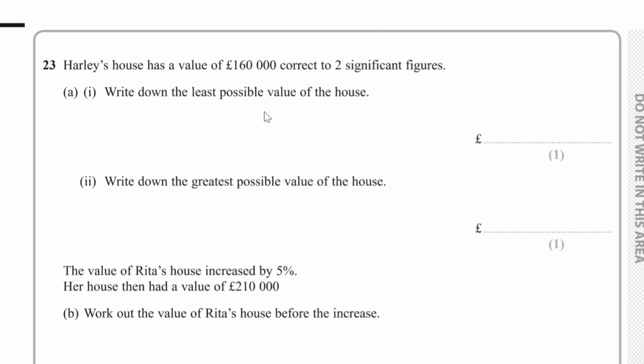Question number 23. Harley's house has a value of 160,000 correct to 2 significant figures. For part A, we have to write down the least possible value of the house. Well, that will be 155,000, and then for the next part write down the greatest possible value of the house. That will be 165,000.